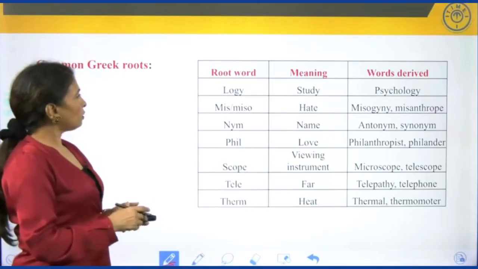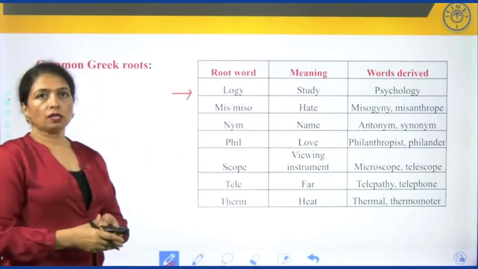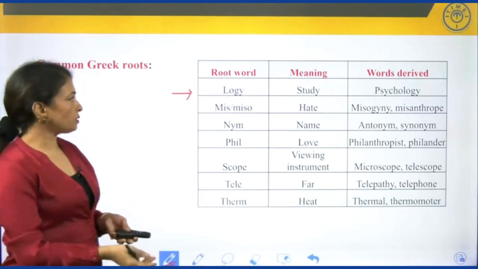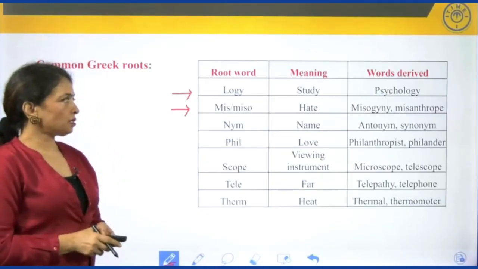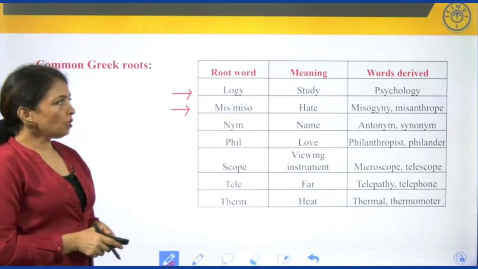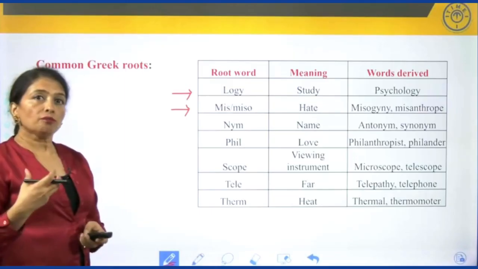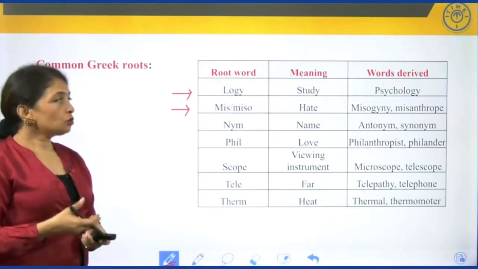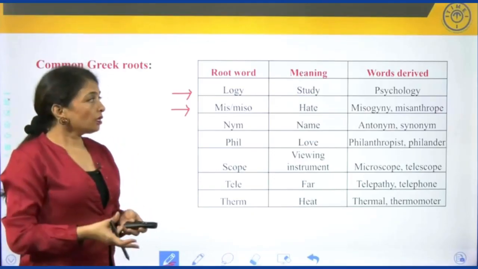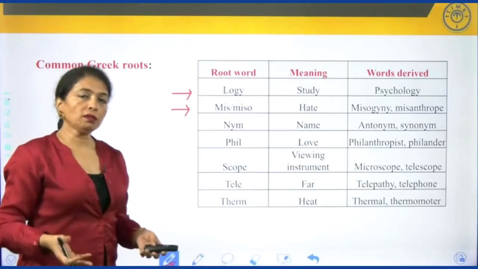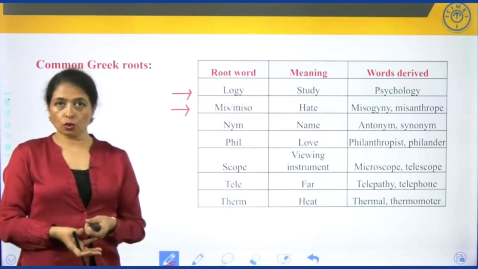We have more of Greek root words. I told you logy already. What does it mean? Study, psychology, and there are so many logies floating all around us. Then we have mis or miso, and it means hate, okay, or hatred. We have misogyny, we have misanthrope, we also have misunderstanding, misconception. So mis or miso, which means hate, or it could also mean wrong or incorrect, gives rise to so many words, and we may probably be aware of the existence of those words. At times we don't know whether they contain a root or not. So this will make you more enlightened.